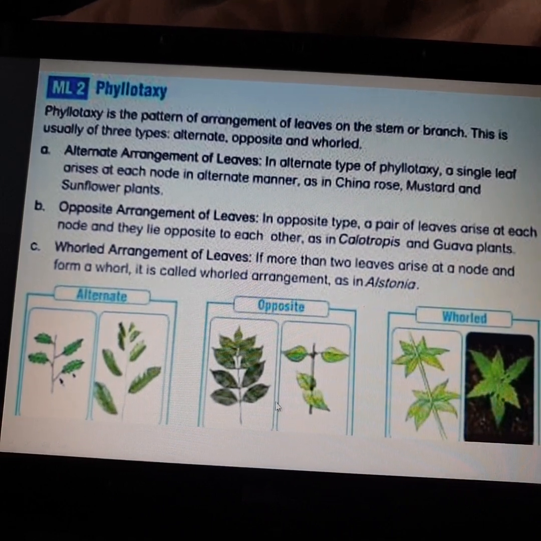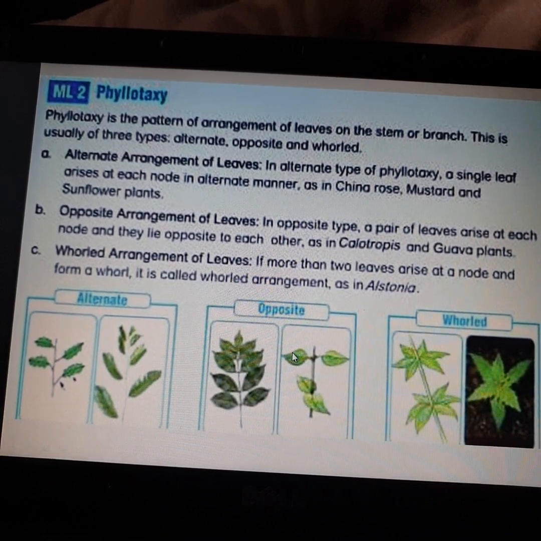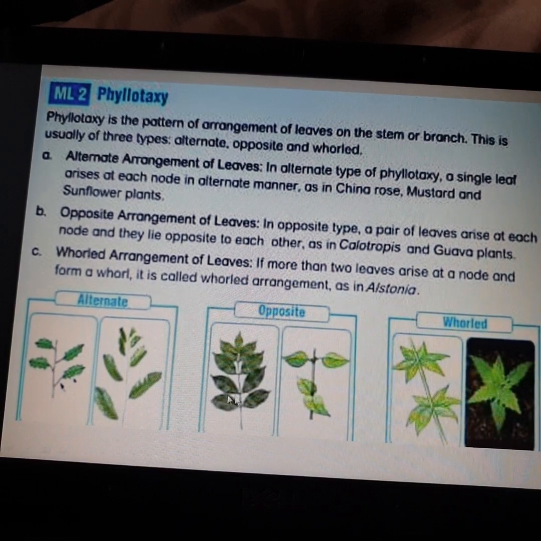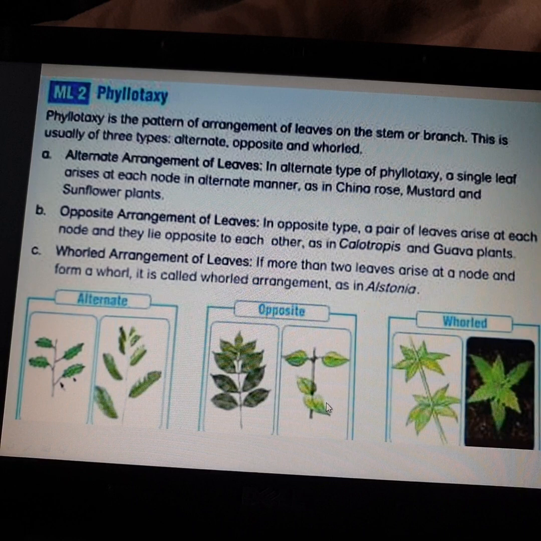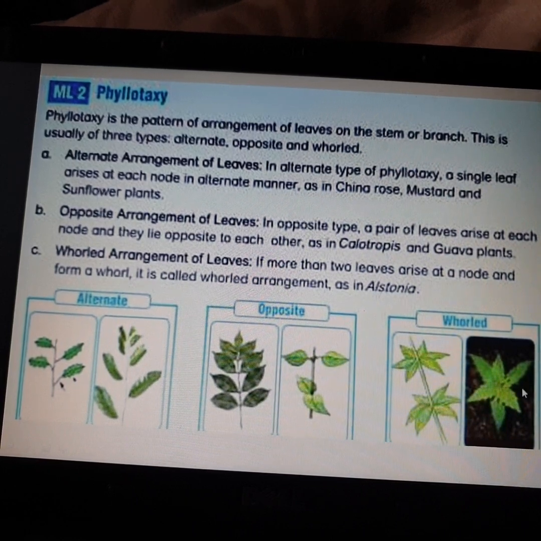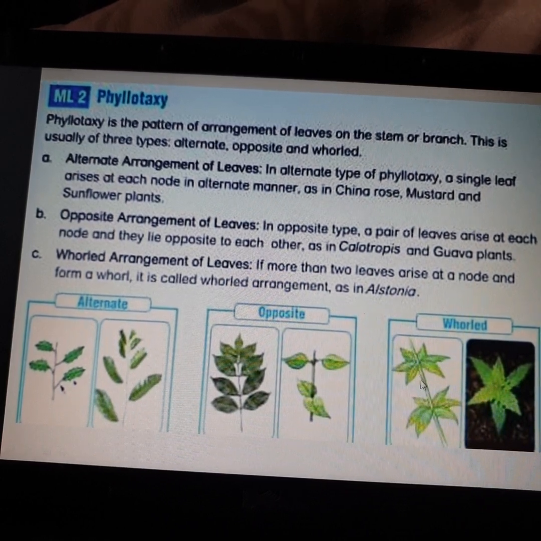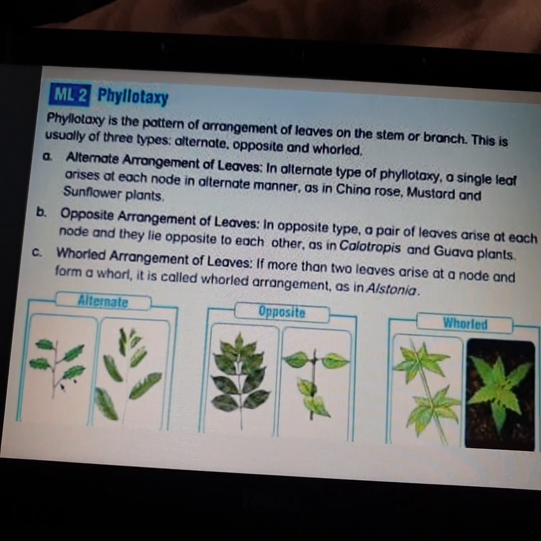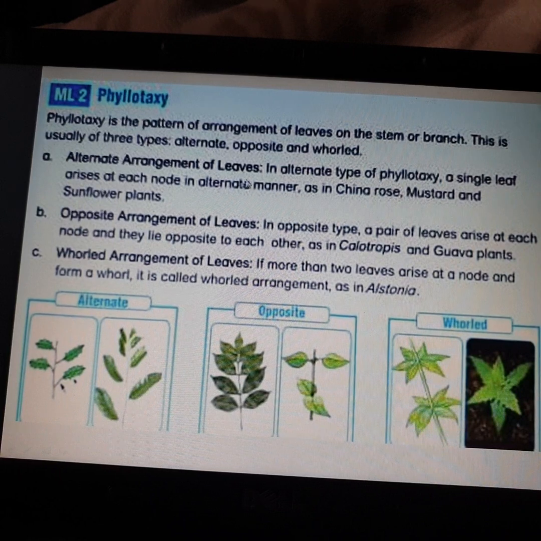So here you can see opposite. See, one leaf is exactly opposite to the other. All the leaves will be like this, opposite with each other. So they are called opposite arrangement. Whorled means if more than two leaves arise at a single node, then we call it whorled. Okay, so examples are also given here.